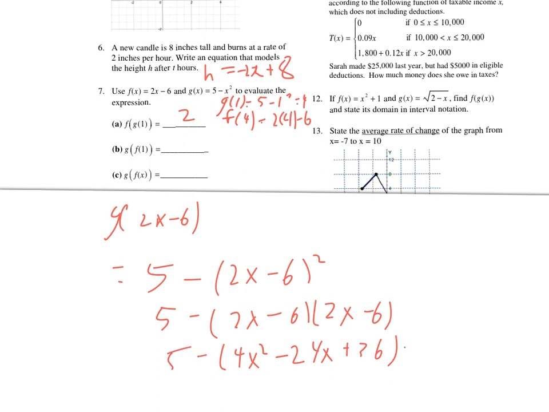And then, so now we'll distribute the negative. And so, I don't want to rewrite that, so I'm just going to distribute it like this with my blue. And then combine like terms, giving us negative 4x squared plus 24x minus 31.